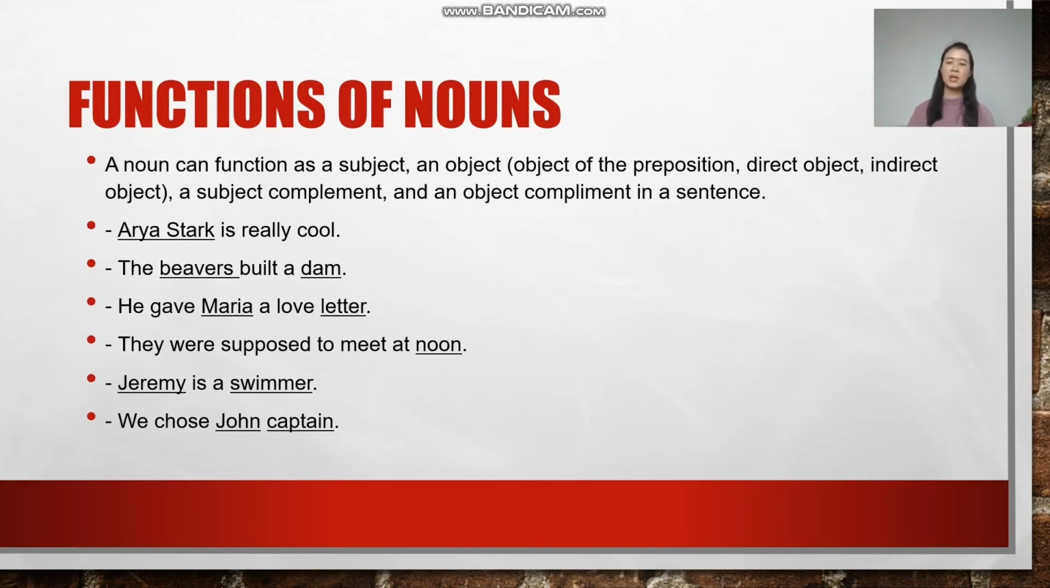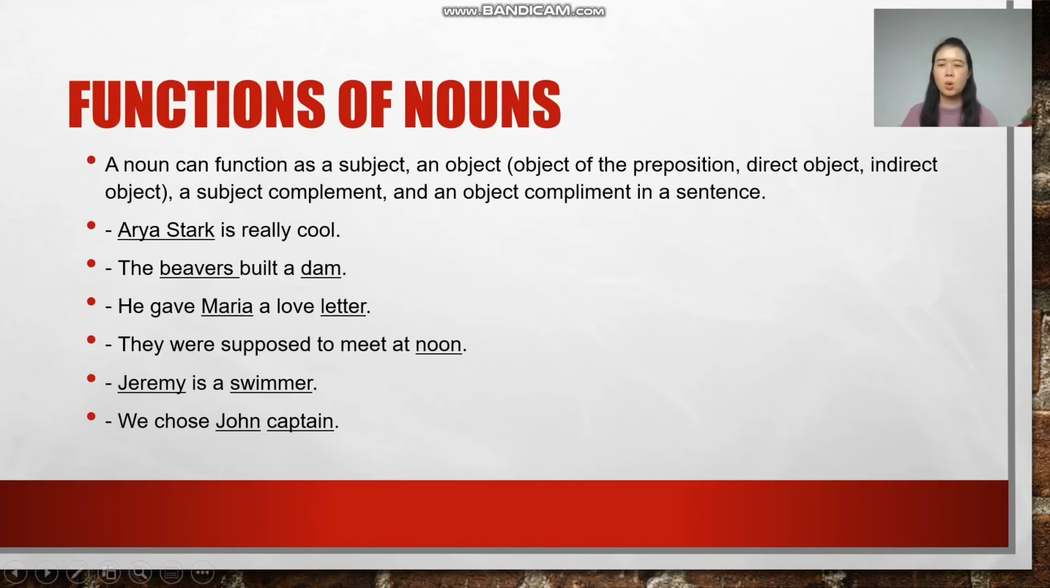And you can see that the word letter, that is the direct object. So what did he give? Oh, he gave a letter. So that is the direct object. But whom did he give the letter to? And that is the answer, Maria. So in this sentence, Maria is the indirect object. Okay.